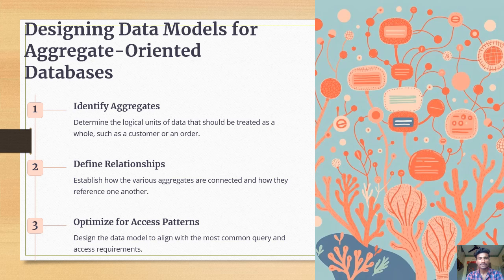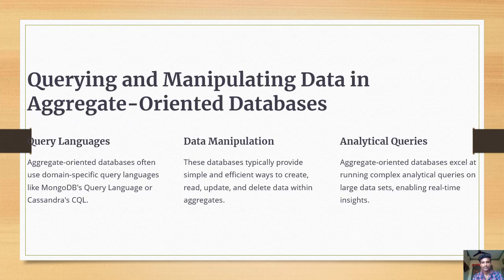Designing data models for aggregate-oriented databases. Identify aggregates: determine the logical units of data that should be treated as a whole, such as a customer or an order. Define relationships: establish how the various aggregates are connected and how they reference one another. Optimize for access patterns: design the data model to align with the most common query and access requirements.